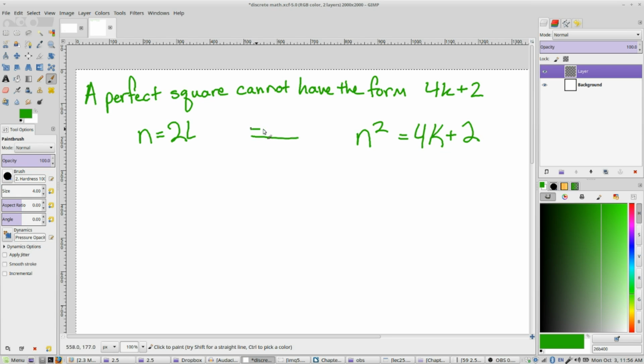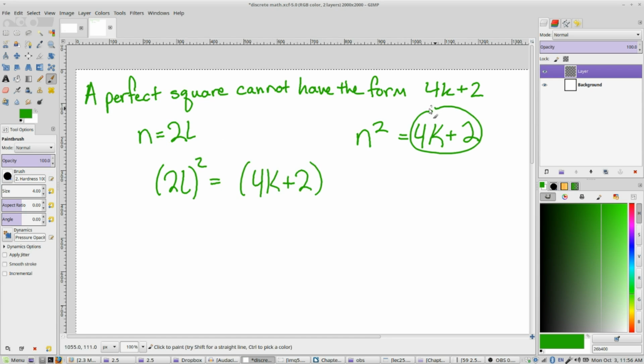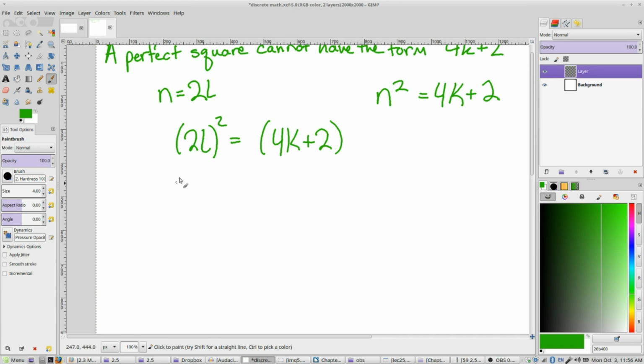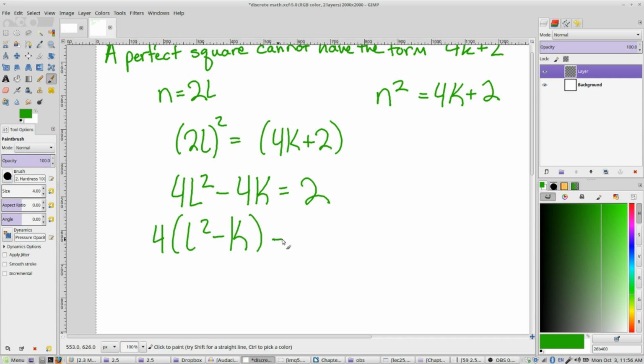But we're going to say that we found it to be true. So let's write this. N squared here should be equal to 4k plus 2. So when we square this value, which is n, we should get something like this out of it. So let's go ahead and multiply this out. This is 4l squared. I'll just move the 4k over already. And we can see that we can factor out a 4. So 4l squared minus k is equal to 2.